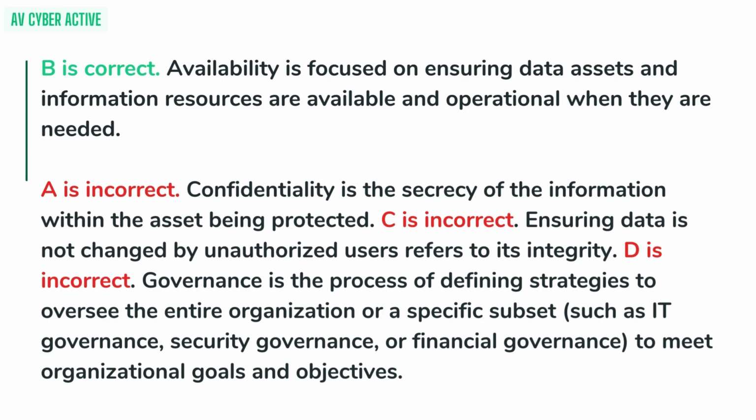A is incorrect. Confidentiality is the secrecy of the information within the asset being protected. C is incorrect. Ensuring data is not changed by unauthorized users refers to its integrity. D is incorrect. Governance is the process of defining strategies to oversee the entire organization or a specific subset, such as IT governance, security governance, or financial governance, to meet organizational goals and objectives.